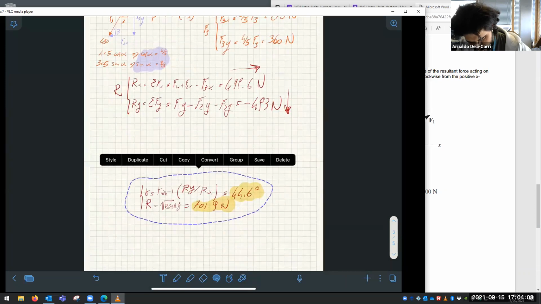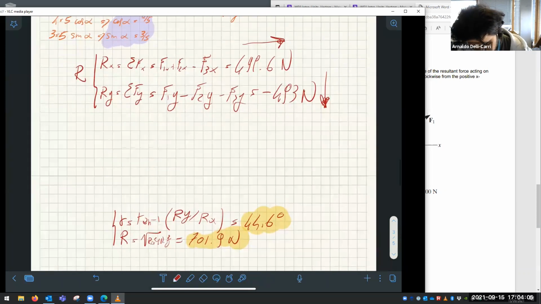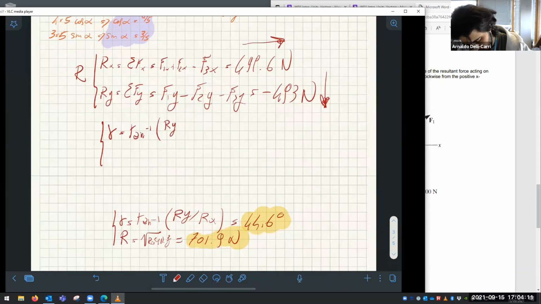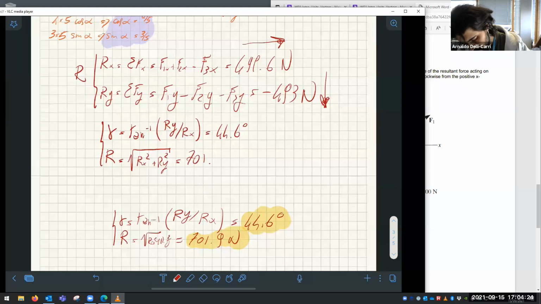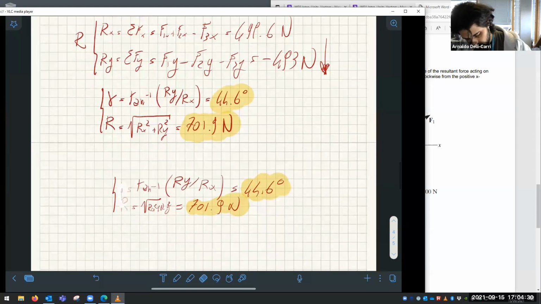Now let me rewrite this, which is horrible. This is gamma, arctangent of Ry over Rx equals 44.6 degrees. This is R, square root of Rx squared plus Ry squared, which equals 701.9. Let's get rid of this.